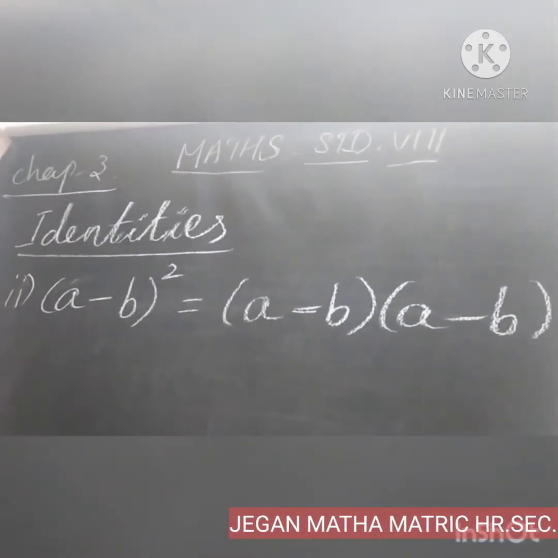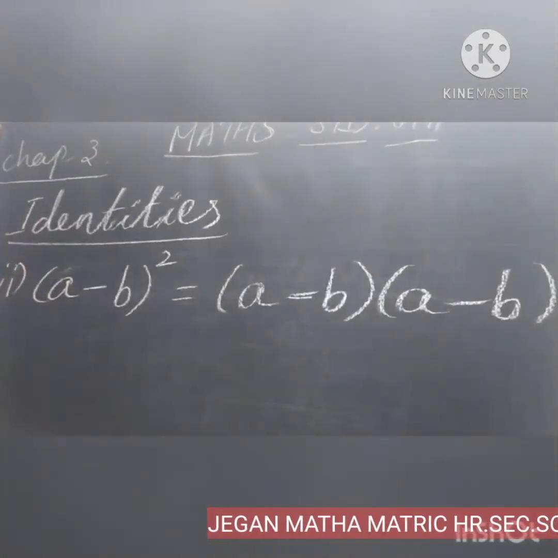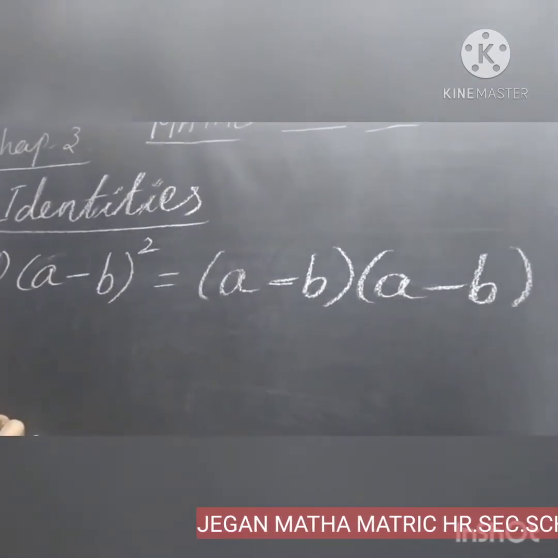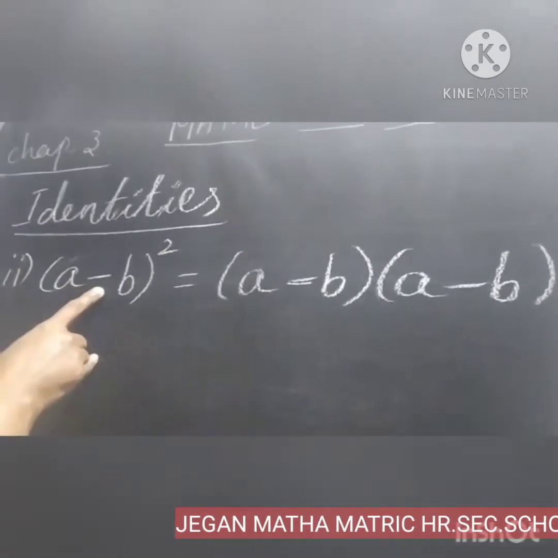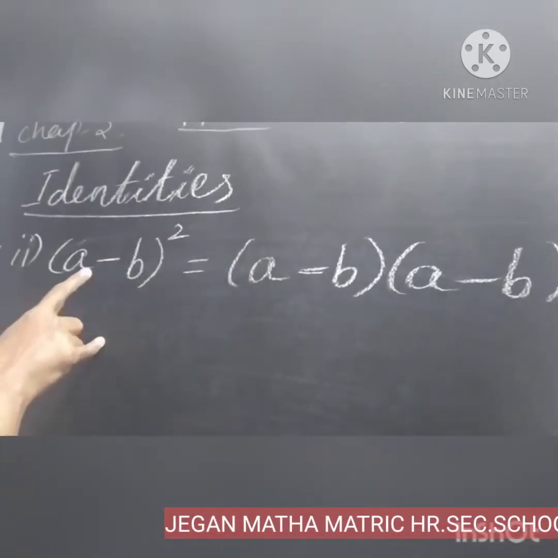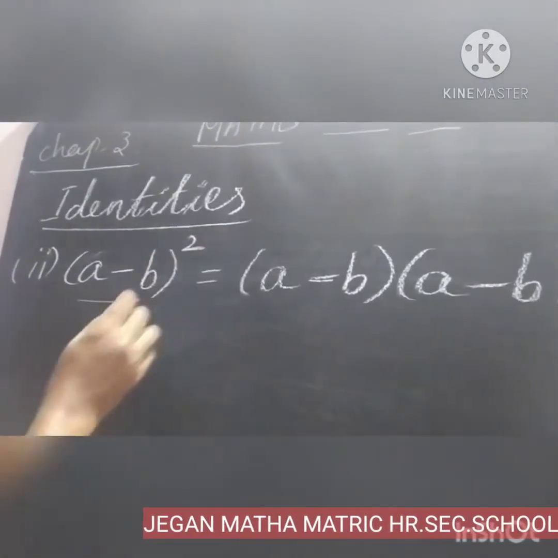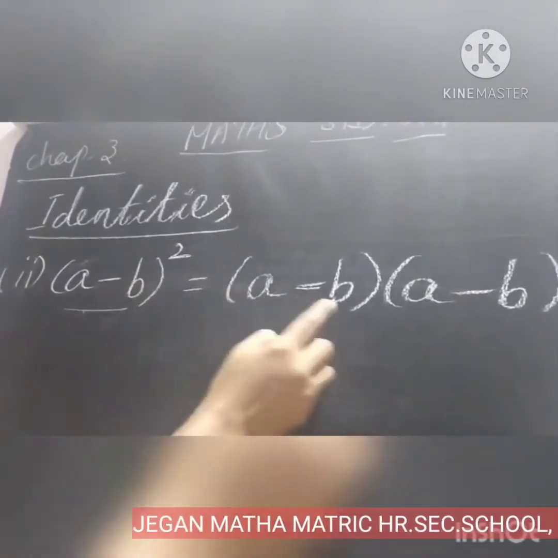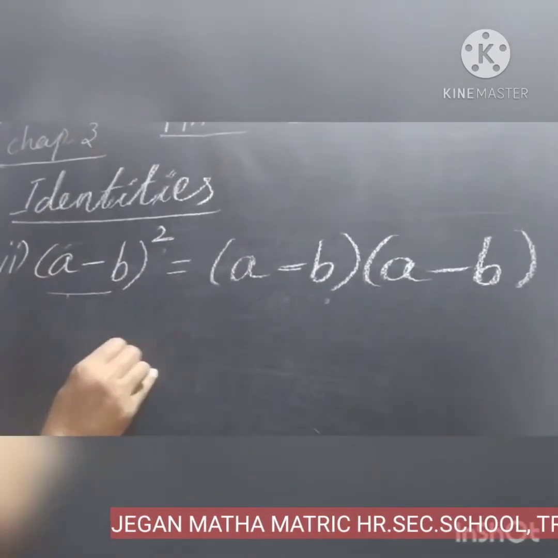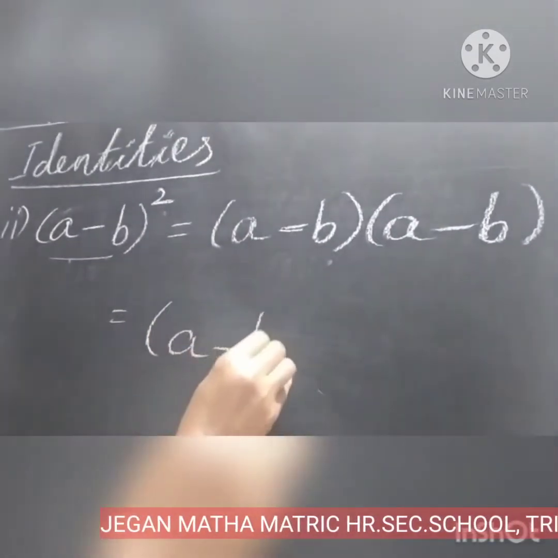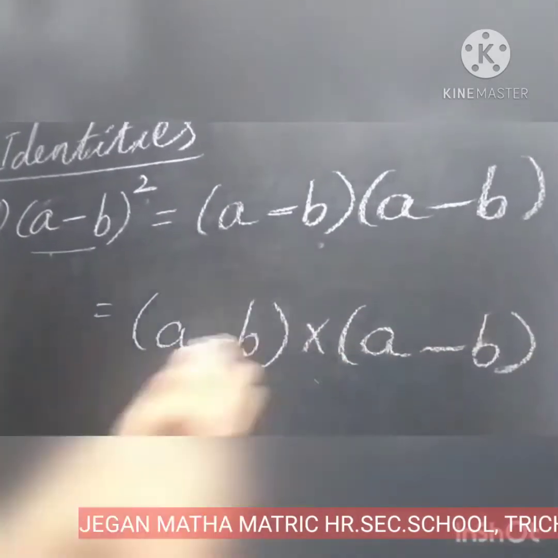Now let us see the second identity. The first one is a plus b the whole squared, the answer is a squared plus 2ab plus b squared. The second identity, the minus sign, is the same only. So a minus b the whole squared. This is the base, this is the power. So you have to write the base 2 times. Power is 2, no? So a minus b into a minus b. So you can multiply this one.